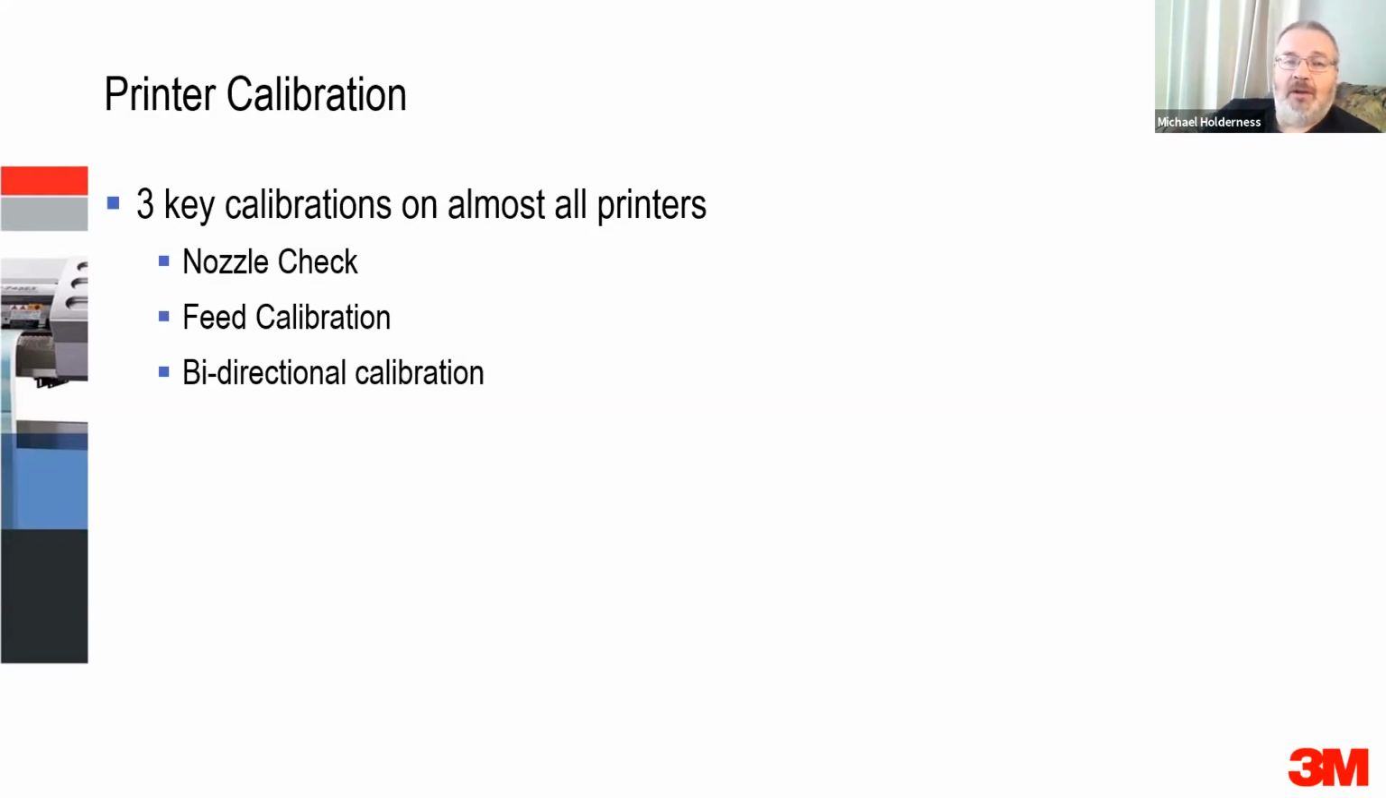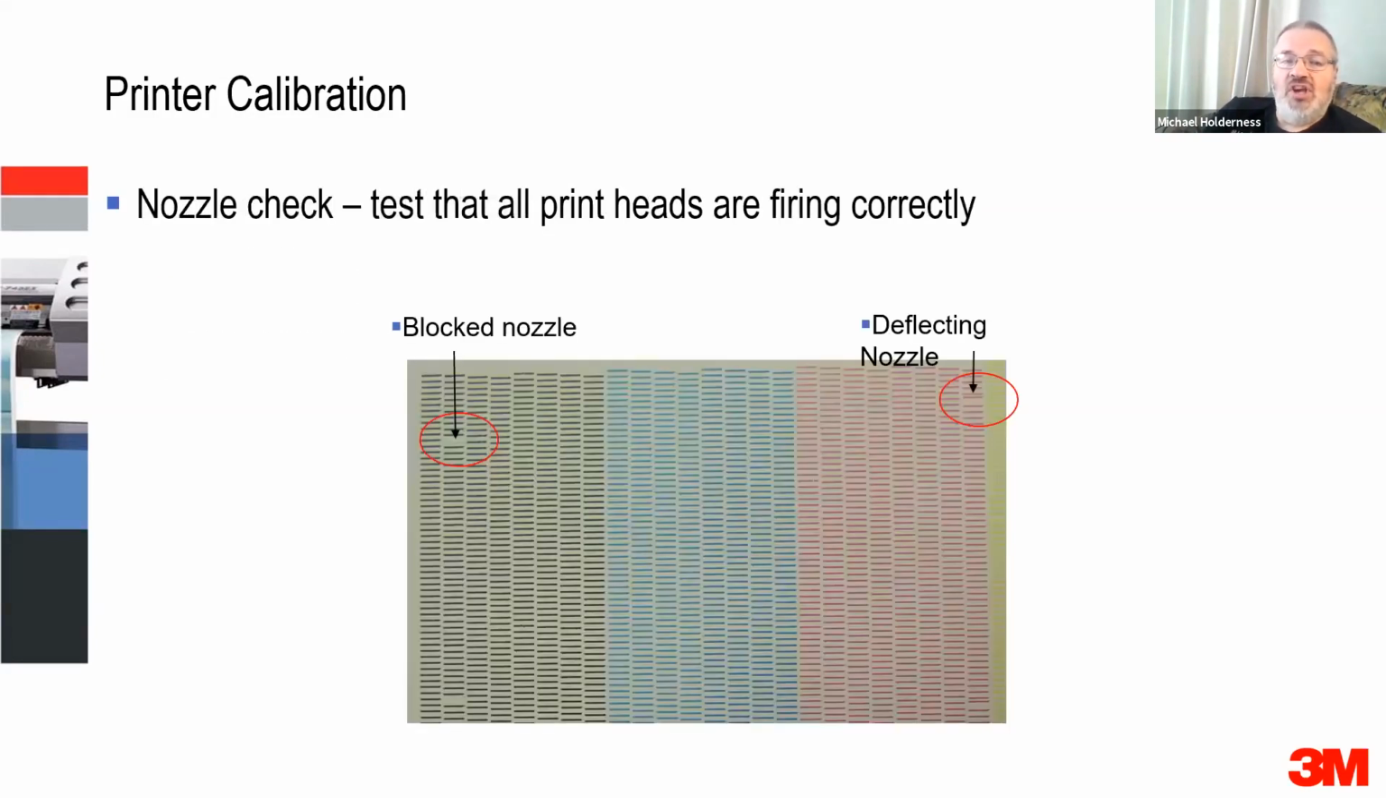First of all, the nozzle check. The nozzle check is a test that all the print heads are firing correctly. Essentially what it does is it just shoots a little bit of ink out of all of the nozzles just to see that they're actually working. It will show you 2 things. It will show you whether you've got a blocked nozzle. A blocked nozzle is where there is a nozzle in that ink head where the ink is not coming through at all, and it will leave you a gap in the print. So you can see there is a stripe missing completely.